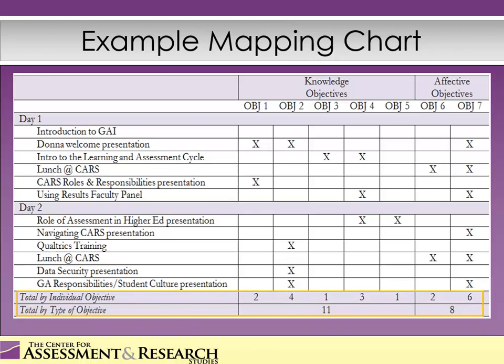Finally, if we look at the bottom row in the mapping chart, we see that we have added together each column in the chart. This allows us to look at our entire mapped program in a more holistic way. That is, we can see that content aligned with Objective 3 is covered in only 1 session or presentation, whereas content aligned with Objective 7 is covered in 6 sessions or presentations.